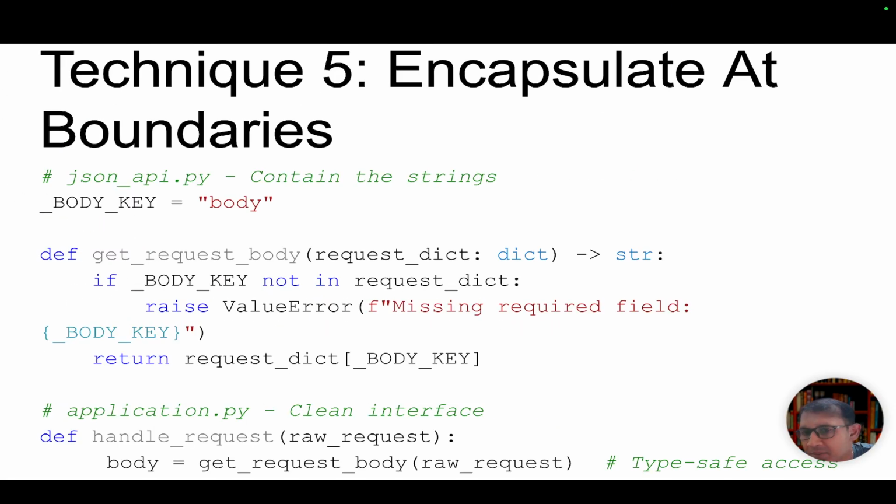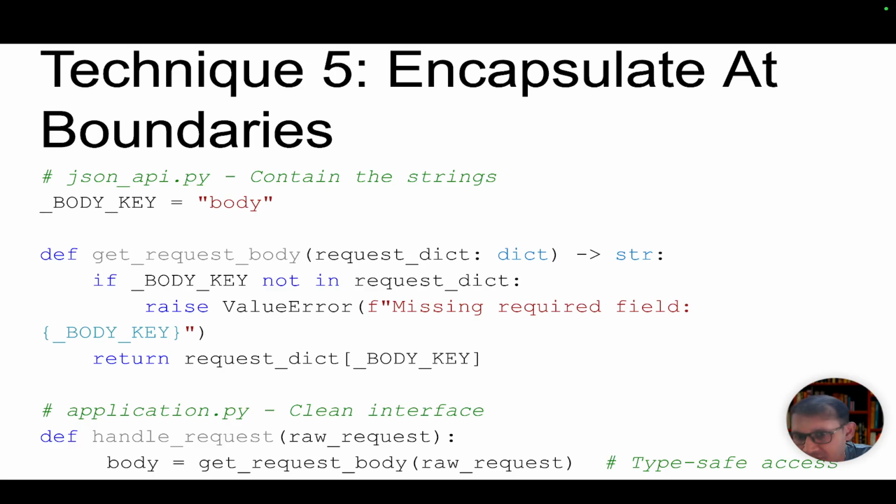Technique 5 is encapsulation at boundaries. When you must deal with strings, for example, external APIs, legacy systems, try and contain them. Create a type safe interface for the rest of your code base. For example, create functions like getRequestBody that handle the string key internally, exposing only clear interfaces to your application code.